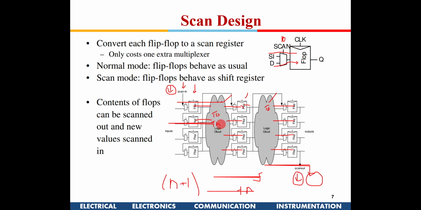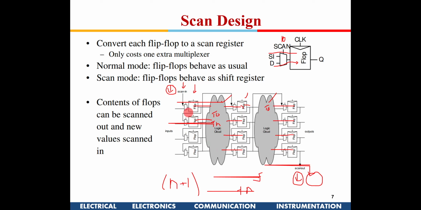Now also, each of these combinational blocks might require multiple test vectors. This is only one test vector that has come, and you put the data, capture the data and take it out. Again the next test vector needs to be loaded.